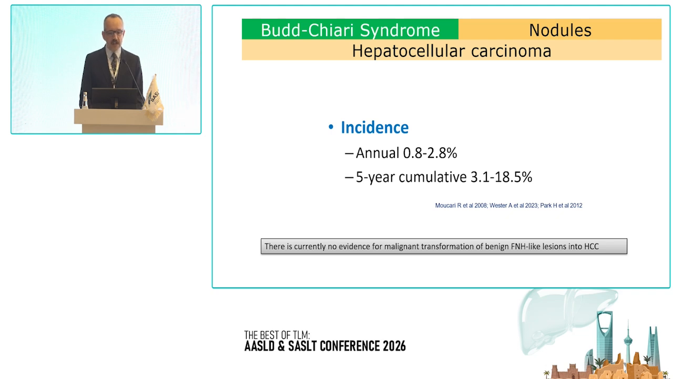So the incidence is variable between series, but usually there is an annual incidence of up to 2.8% with a cumulative risk at 5 years of 18.5%. This is variable again; in Japan, the incidence is higher, and it depends on the primary etiology. But I mean, there are quite a lot of patients that could develop HCC.